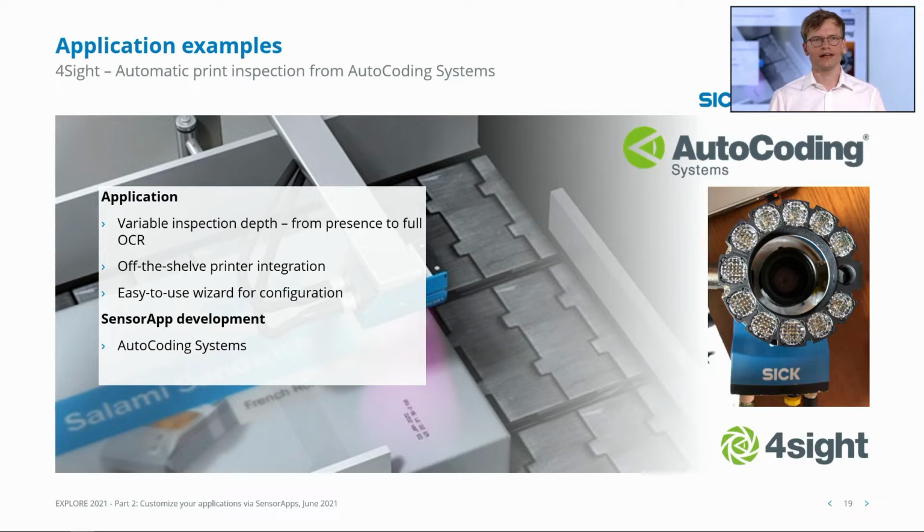And then last but not least, or another example from many, is from our partner Autocoding Systems, an app that allows you to inspect use-by dates on food packaging.